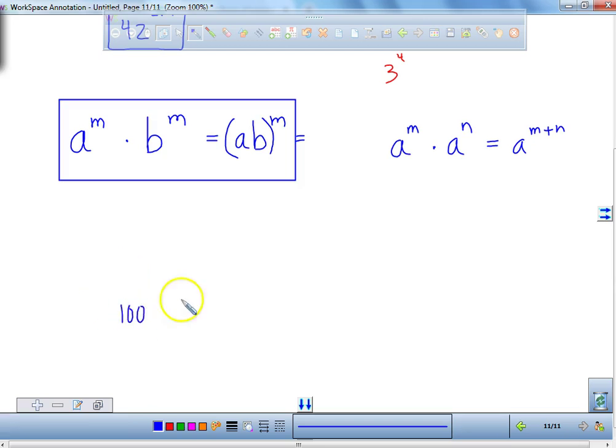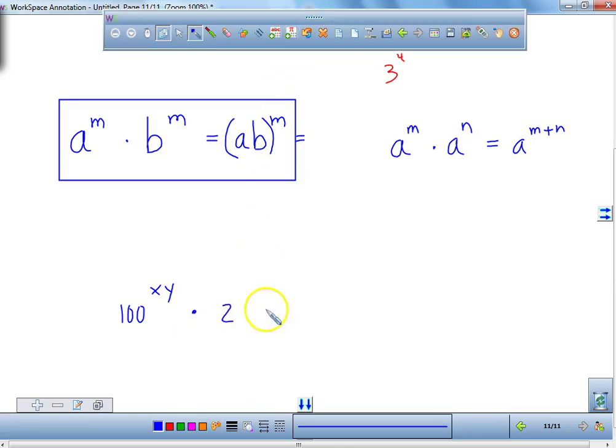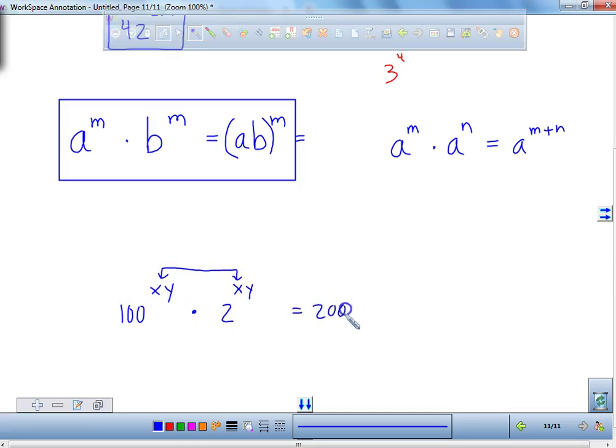100. Okay, 100. I'm going to say that's 10 to the power of x times y. Okay? And then I have multiplied by 2 to the power of x times y. These are the exact same power. So what can I do with the 10 and the 2? I'm allowed to multiply them together, so it's 20 to the power of x times y. And that's how you could simplify it.